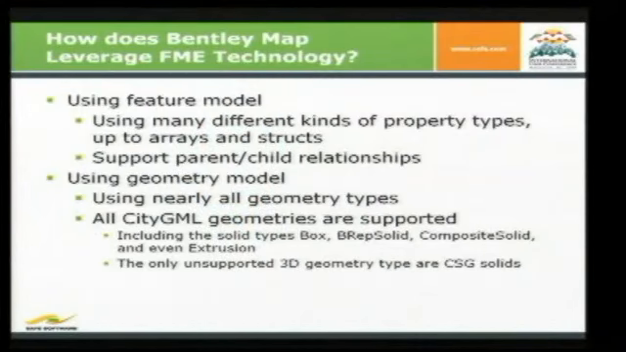For example, in the CityGML reader and writer, we used to encode things like the level of detail, geometry names, and so on. We're also making use of the feature model, using many different kinds of property types. Arrays and structures, and parent-child relationships are modeled in CityGML and then brought up inside the BentleyMap platform, so you know what things are related to what, and you can also have custom behavior on it. We're using the geometry model, of course, with pretty much all geometry types, box, solid, and so on, in the CityGML case, for example.